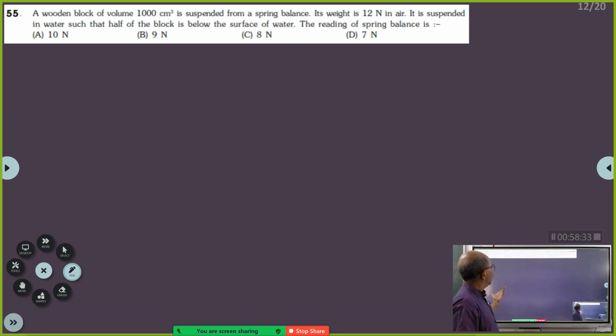That much volume of water is displaced, and they told it is suspended in water. So 500 cc corresponds to how much? 500 grams. Yes, sir. 500 grams, they have given the answer in Newton. So 500 grams means 0.5 kg. And 0.5 kg is the mass of the liquid displaced. Then what is the weight of the liquid displaced? 0.5 kg into 10, that is 5 newtons. So 5 Newton is the buoyant force. In air it is 12 Newton. And now 5 Newton is the buoyant force. Therefore the reading on the spring balance should be 7 Newtons.